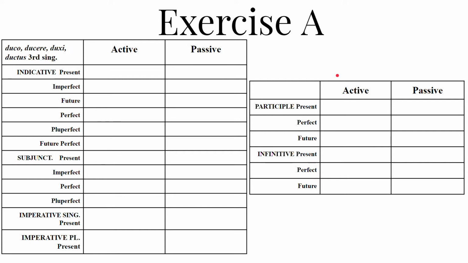Optime, moving on to duco, ducere, duxi, ductus, third person singular. Duco, as you can tell by its principal parts, is a third conjugation verb. Ducere has a short E as opposed to the second conjugation's long E. So the present stem of a third conjugation is found by removing the O from the first principal part. So the present stem is duc. Third conjugations are consonant stems.